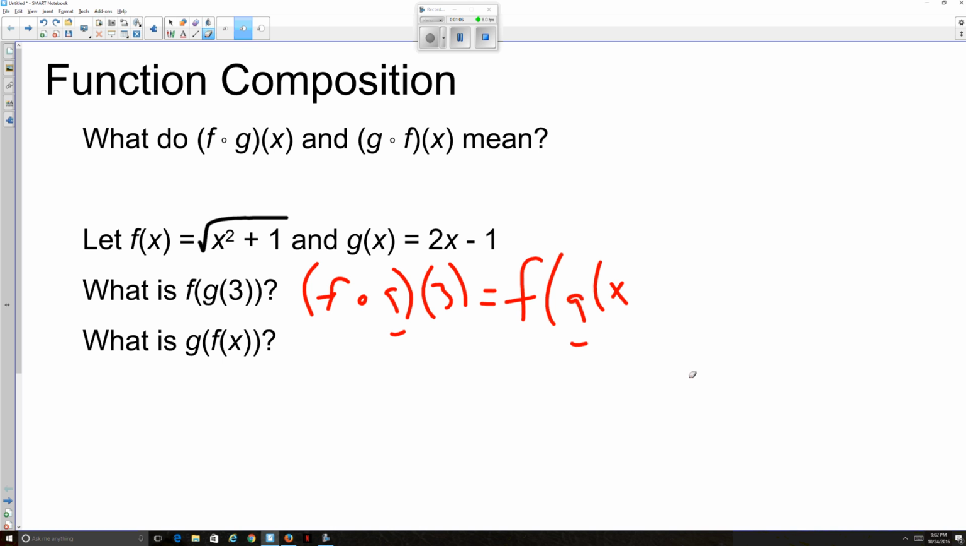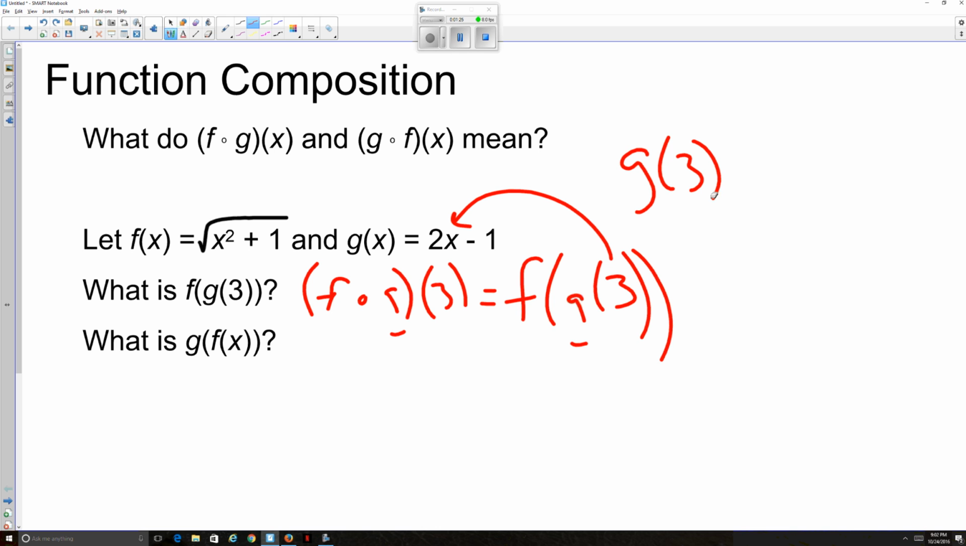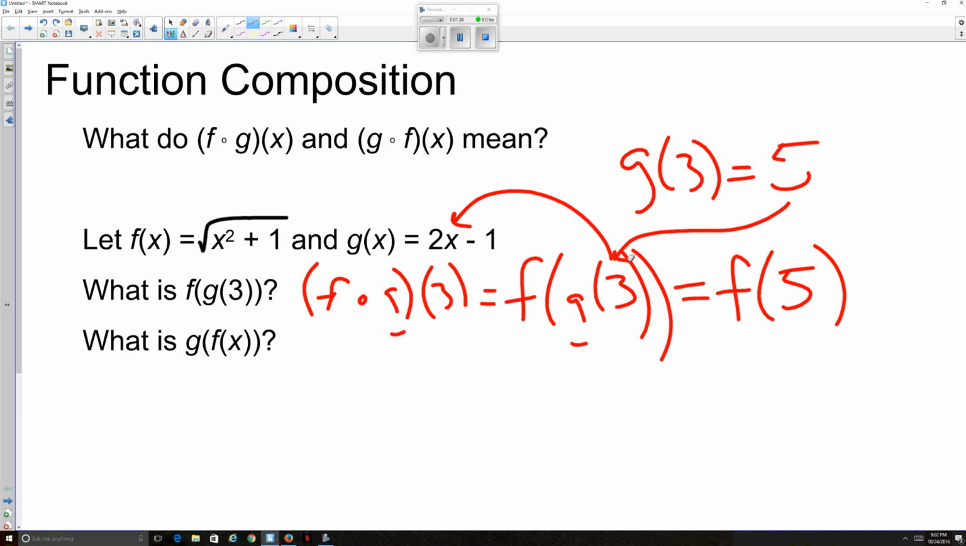So f of g of 3. We're going to plug in 3 here. So g of 3 equals 5. If that doesn't make sense, please pause and figure it out. So this now is f of 5. That's going to fit right in here now. And f of 5 equals the square root of 26. All right, so that's what f of g of 3 is.